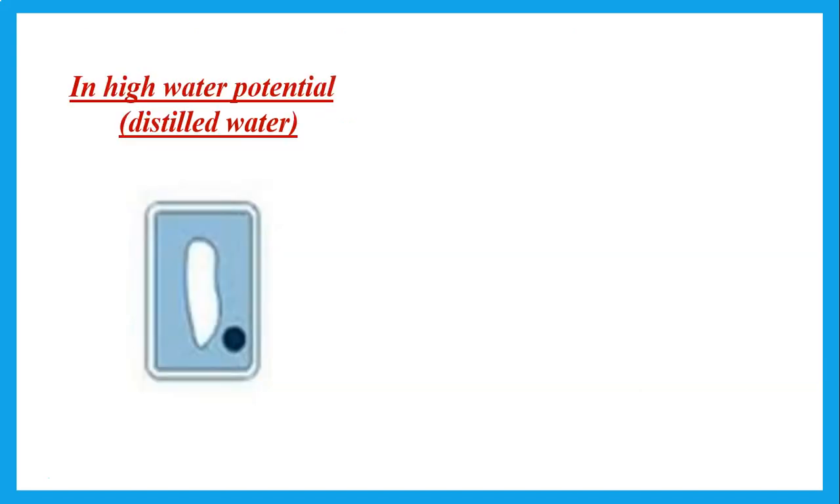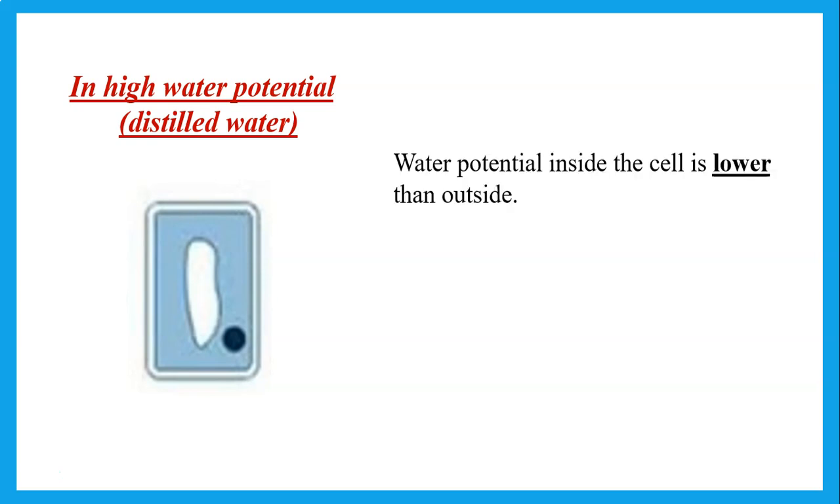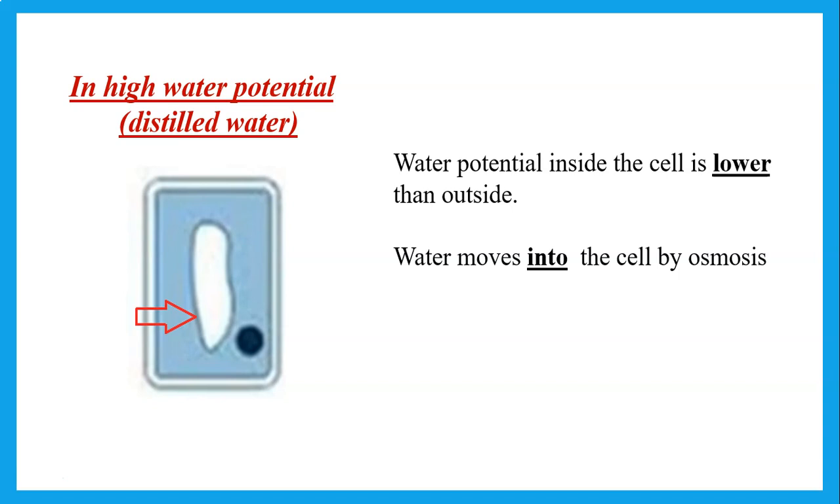What if I take my plant cell and I put it in high water potential? That means I put it, for example, in a beaker containing distilled water. So I'm going to take my piece of potato, put it in water. What happens? In that case, there is water potential inside the cell lower than outside. And that means water will move into the cell by osmosis.